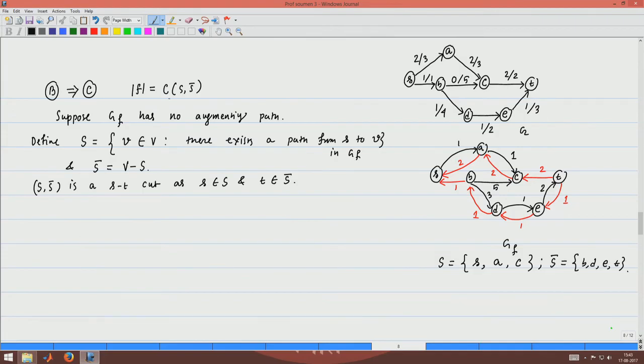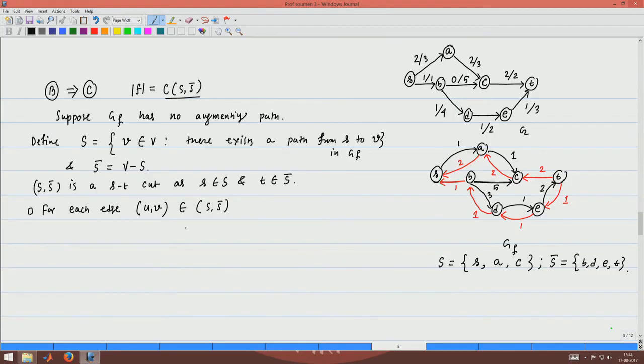Our final goal is to prove that the capacity of this cut that we have defined is the flow value. Okay, so we will make some observations. First, for each edge u v from S to S complement, that means u is in S and v is in S complement.